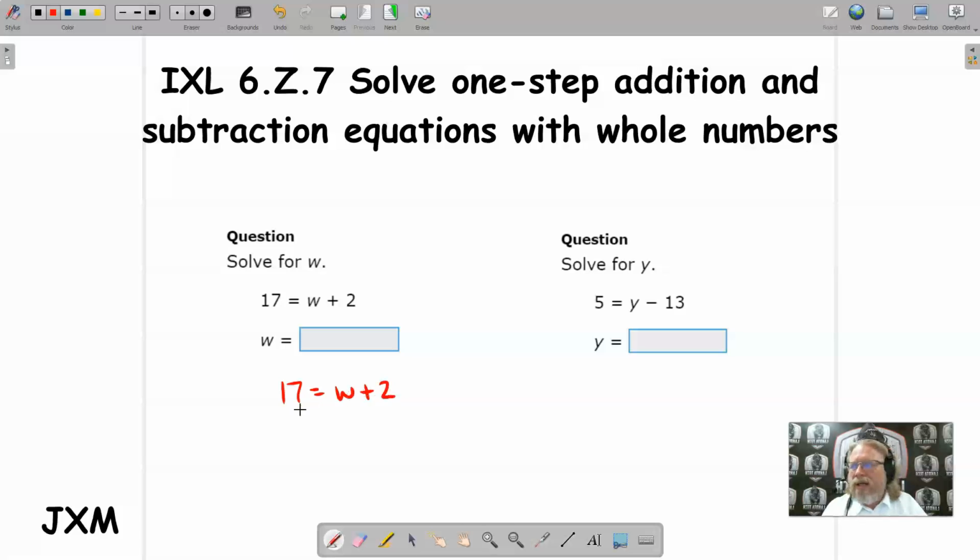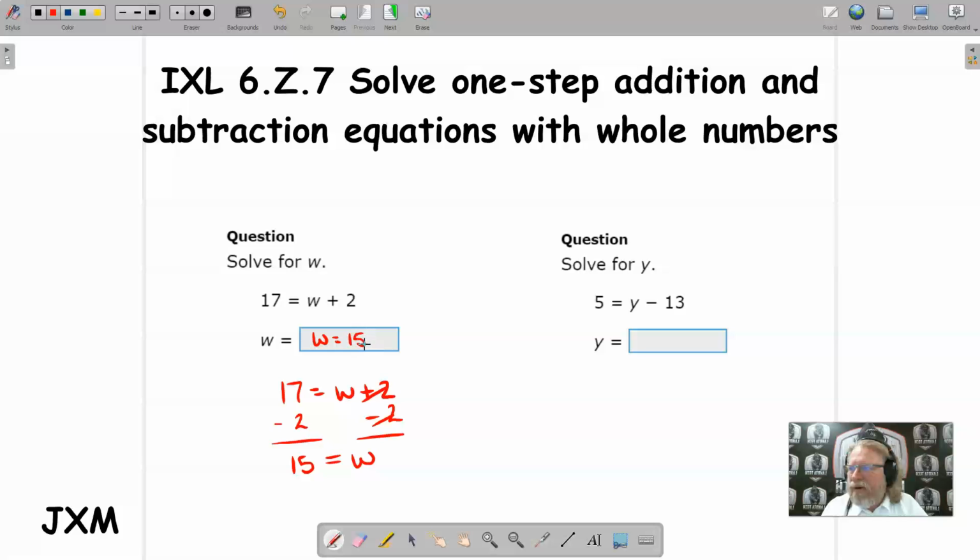We see that the 2 is tied to the w through addition, and the inverse operation for addition is subtraction, so we'll use subtraction to undo the addition. We're going to subtract the very number we wish to get rid of, which is 2. And whatever we do to one side, we have to do to the other. So we set that up, and these 2's cancel each other, leaving us with just w on the right. And 17 minus 2 is 15. So we end up with w equals 15.